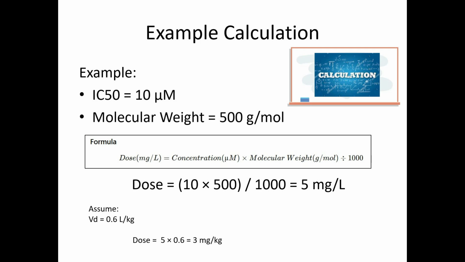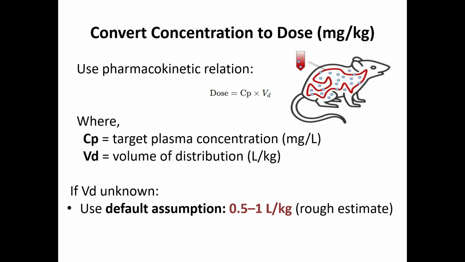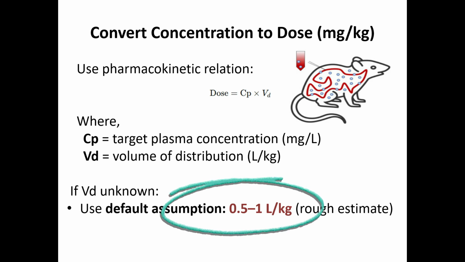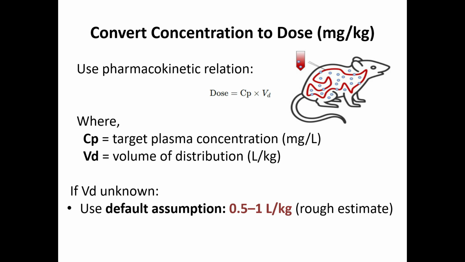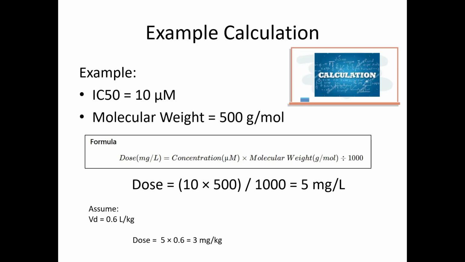Now we will assume Vd, the volume of distribution, that we have seen here. Default assumption is 0.5 to 1 liter per kg, a rough estimate. So we will take 0.6 liter per kg as the volume of distribution. Dose will be 5 times 0.6 equal to 3 mg per kg will be our dose.